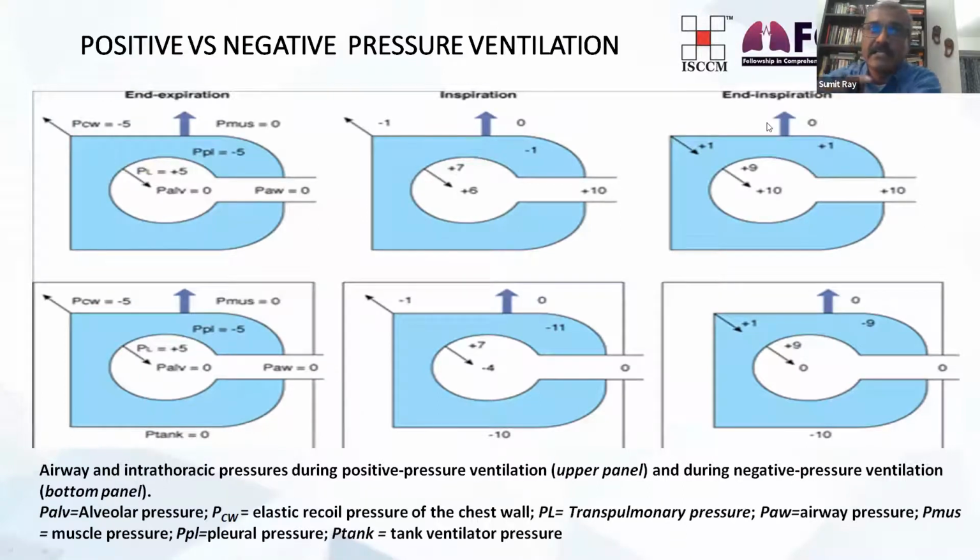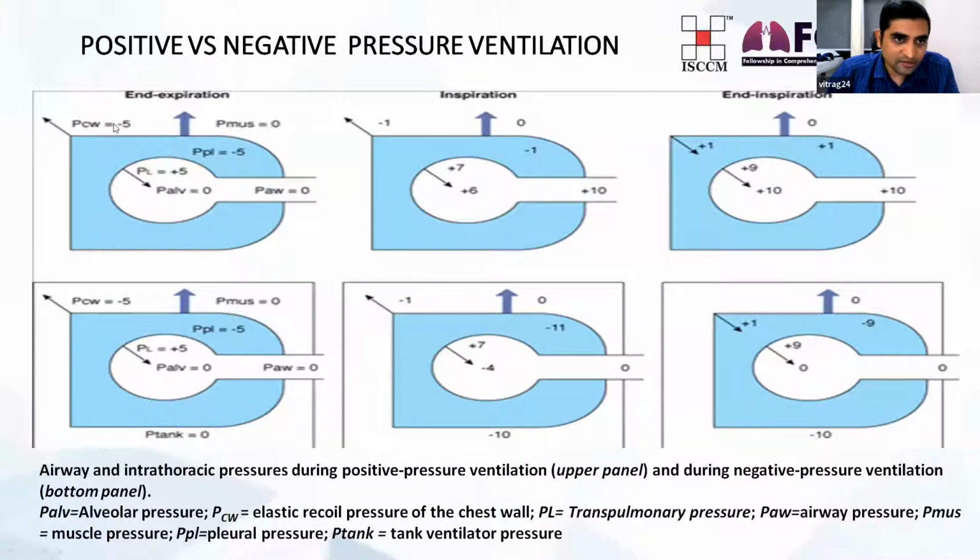Without the slides, it's difficult to explain how negative pressure and positive pressure work, and now Vitraj has the slides to explain it better. So I would like Vitraj to take over with the slides and explain how negative pressure works as opposed to positive pressure. Thank you, sir, for the lucid explanation. So here, airway and intrathoracic pressure during positive pressure and negative pressure: on the upper side it is positive pressure ventilation, on the lower side it is negative pressure ventilation.